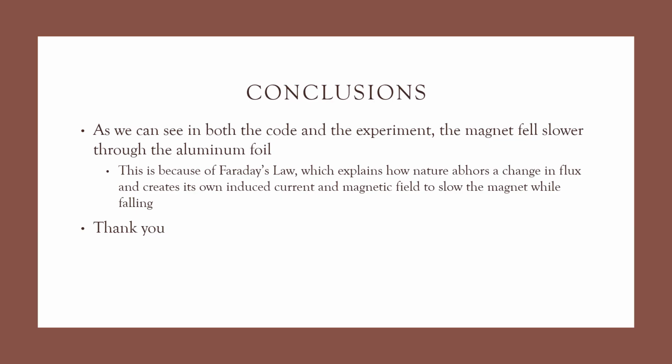All right, and the conclusions. As we can see in both the code and the experiment, the magnet fell slower through the aluminum foil. This is because of Faraday's law, which explains how nature abhors a change of flux and creates its own induced current and magnetic field to slow the magnet while falling.